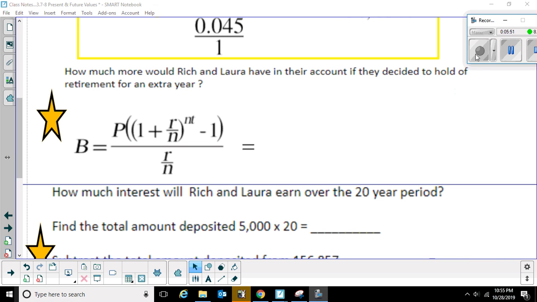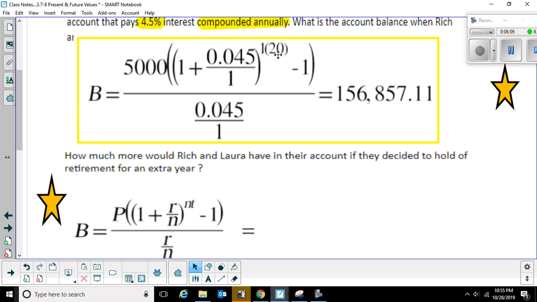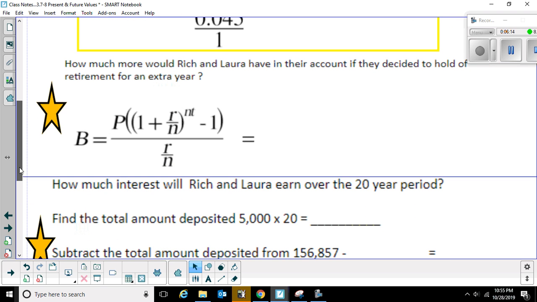So in this problem, we're asking how much more would Rich and Laura have in their account if they decided to hold off retirement for one extra year? So instead of retiring at 20 years, like we did in my first question, an extra year would mean I'm retiring at 20 plus 1 or 21 years. So what would that look like?